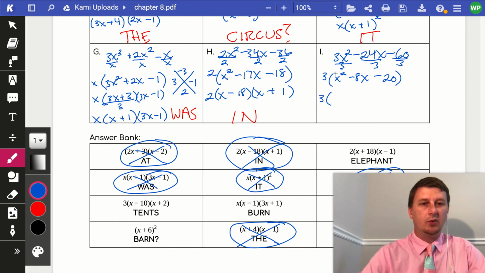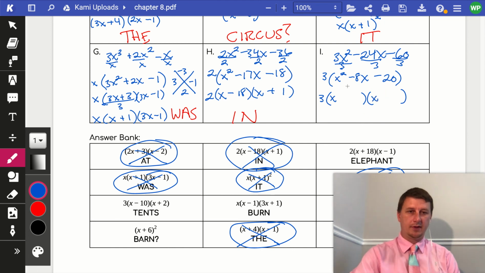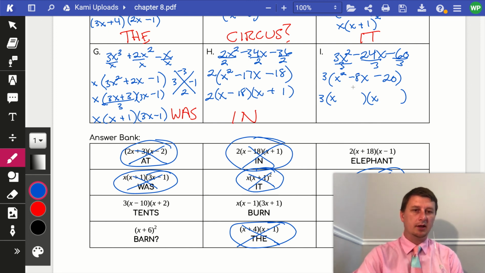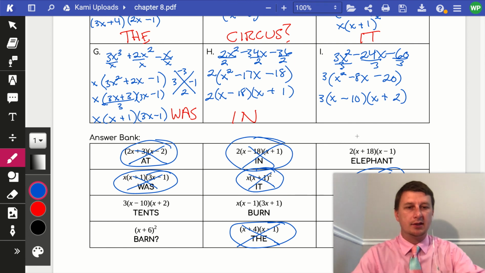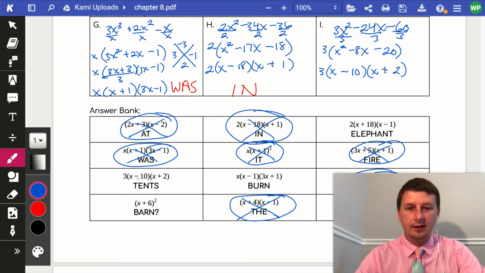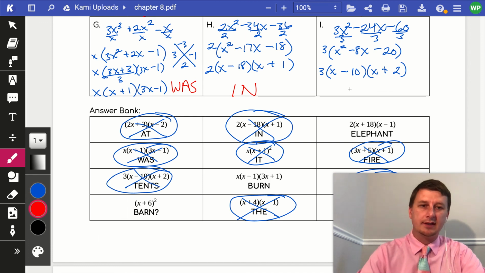That's a polynomial where a is equal to 1. So I'm going to factor it by putting an x and an x, because x times x is x squared. What two numbers multiply to negative 20 and add to negative 8? Pause the video if you need more time. Otherwise, it's going to be negative 10 and 2. Negative 10 plus 2 will be negative 8. Negative 10 times 2 will be negative 20. Is this a choice? Nope, not right there, not right there. Here it is. And that's going to be the word tense.